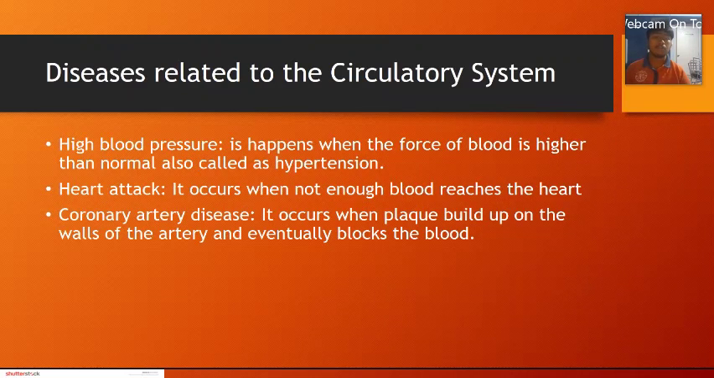These are some diseases related to the circulatory system. High blood pressure, also called hypertension, happens when the force of the blood is higher than normal. Heart attack. It occurs when not enough blood reaches the heart. Coronary artery disease. It occurs when plaque builds up on the walls of the artery and eventually blocks the blood.